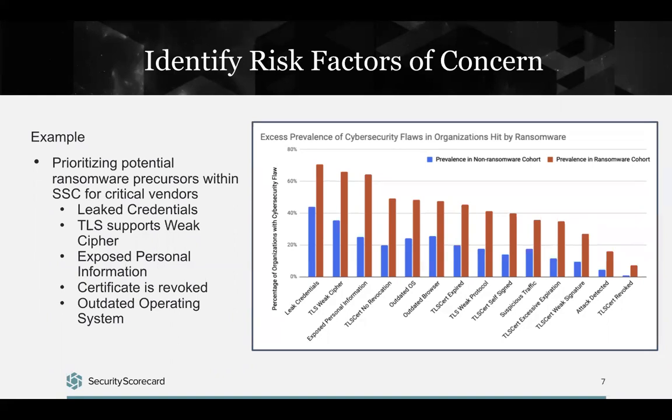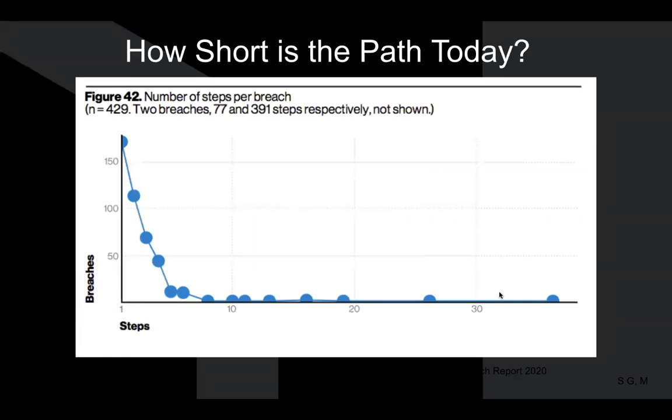Same thing holds true, as we move down the line, for weak TLS ciphers, exposed personal information, outdated operating systems, outdated web browsers, and so forth. So there are numerous indicators which give us the idea of a precursor for an eventual ransomware attack. The question is how we take the information we're collecting about our vendors' cyber risk to understand we truly have an issue of concern which needs to be addressed.